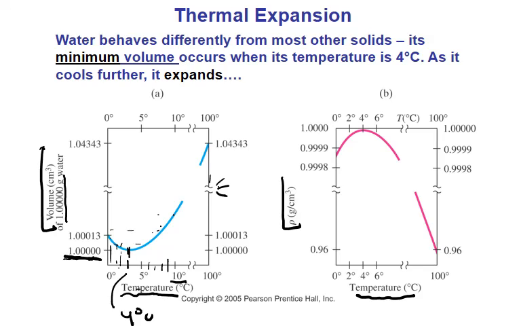And that's why, looking at density, the density is the most at 4 degrees. It's the most compact it can be. That 1 gram of water is the most dense it can be. And so as you get to 3 degrees, 2 degrees, 1 degree, 0 degrees, the density is less than it would be at a greater degree.